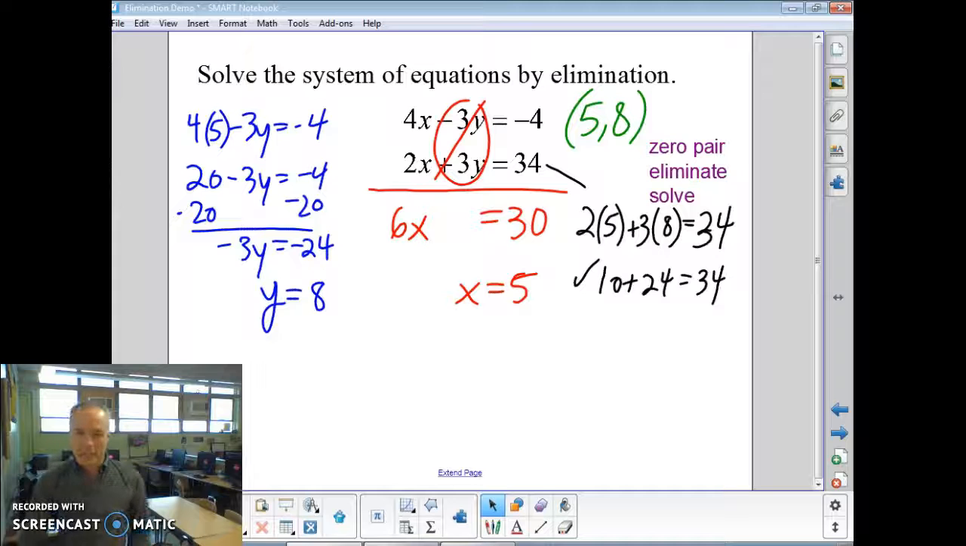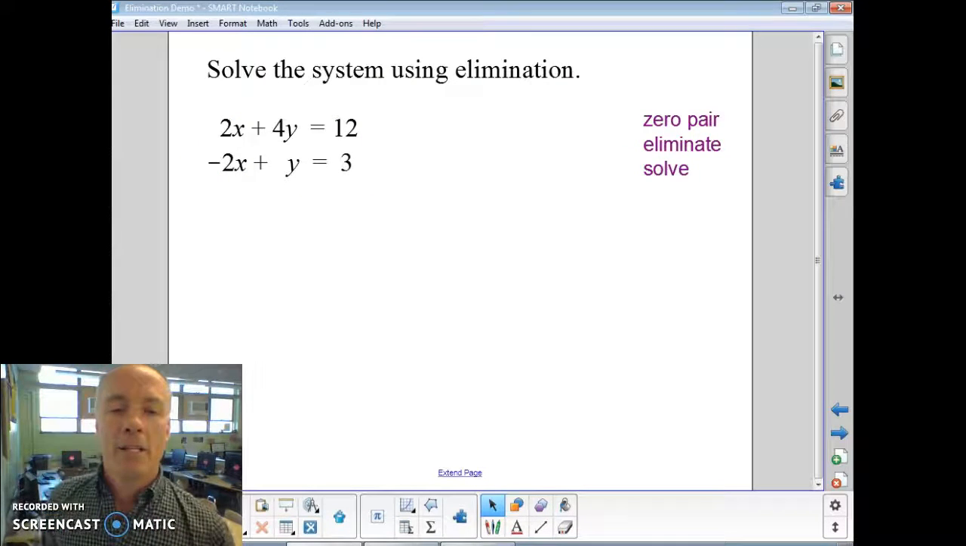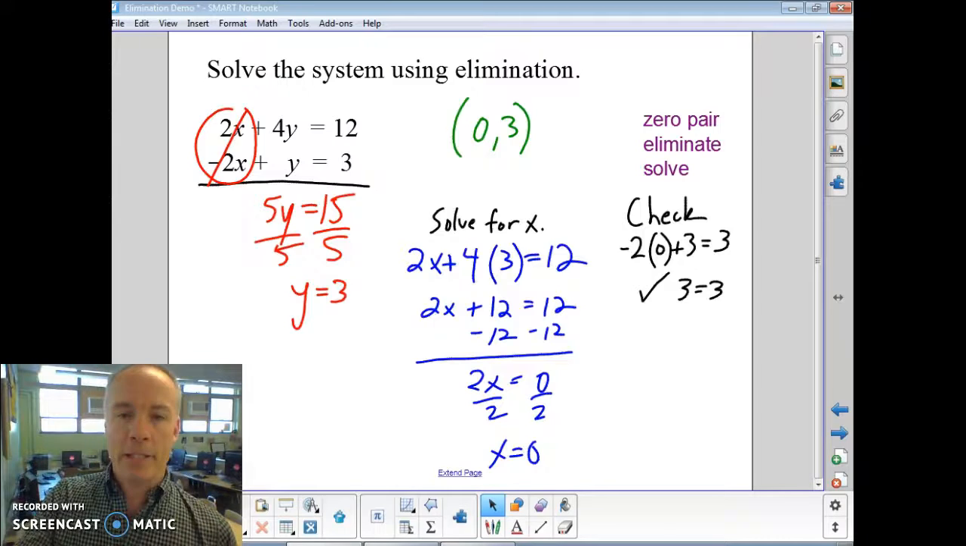It checks. So now what I'd like you to do is try your hand at solving this system of equations using elimination. Pause the video. I hope you paused it.